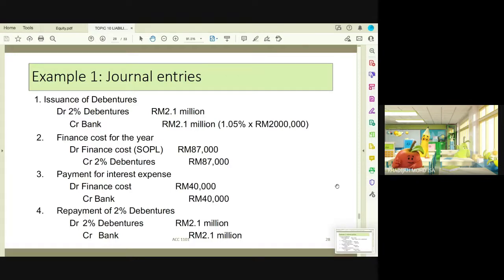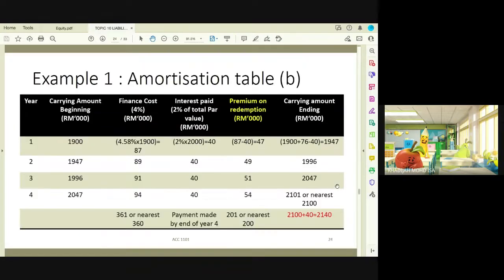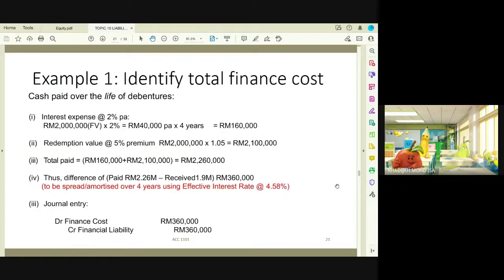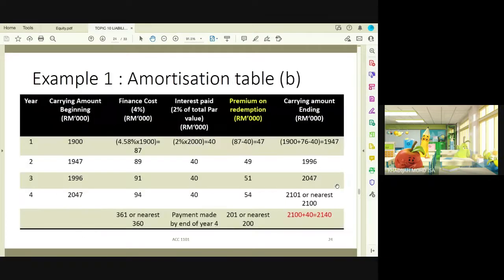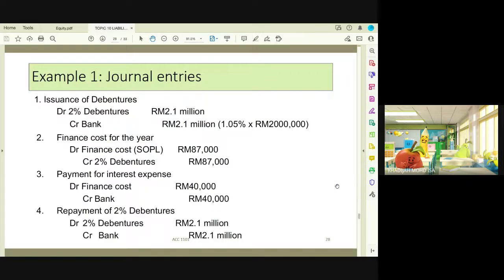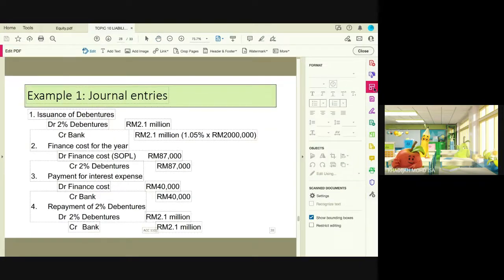When you issue debentures, in this case 2.1 million, how do you get the 2.1 million? Credit 2.1 million. Is this the issuance of debentures? 2.1 is the redemption, right? This one is not issuance. Correct me if I'm wrong. This one is redemption, right? Yes, madam.